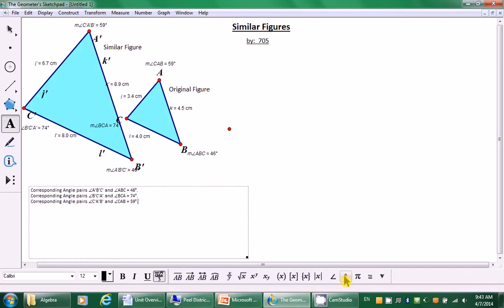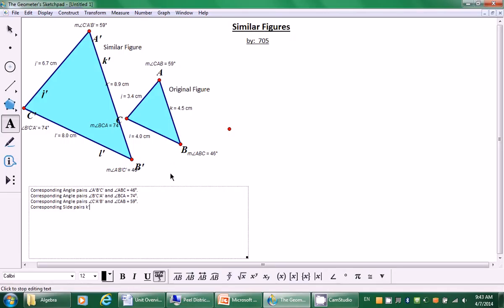Okay, so those are my corresponding angle pairs. Now let's talk about the corresponding side pairs. So how about we use these letters? It might be easier for us.